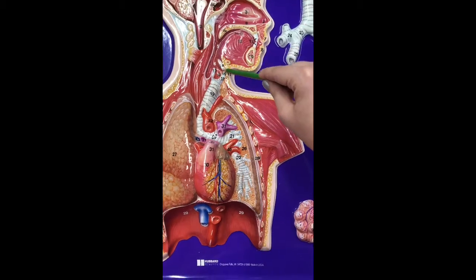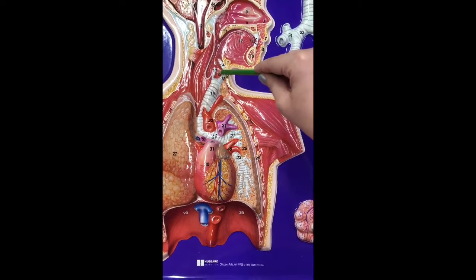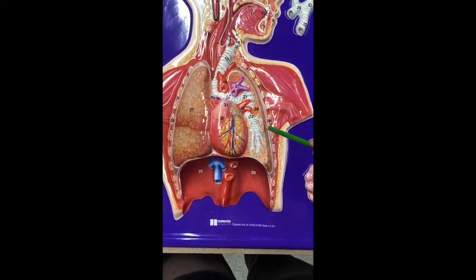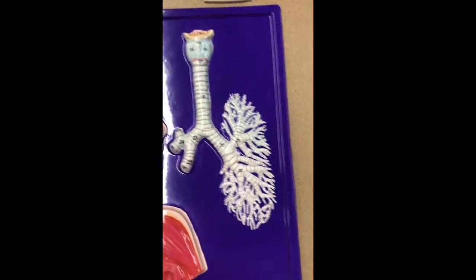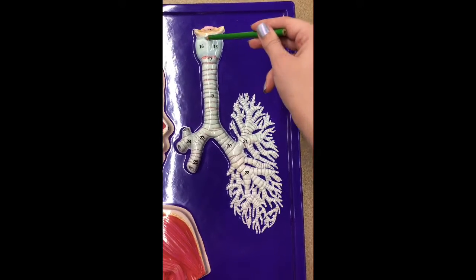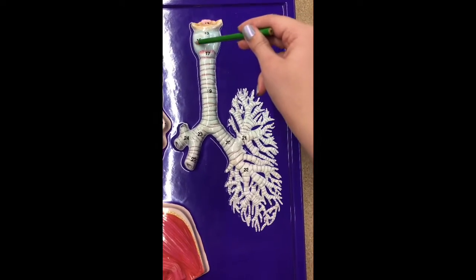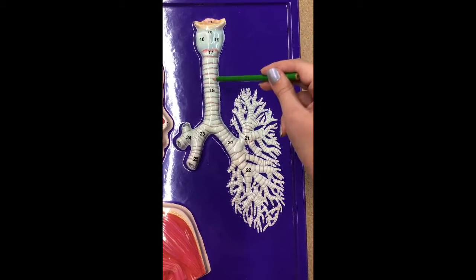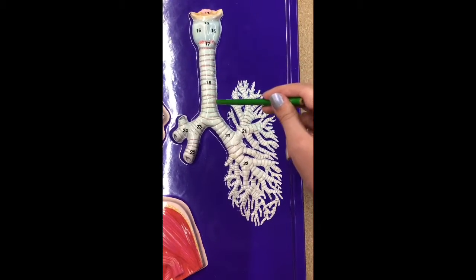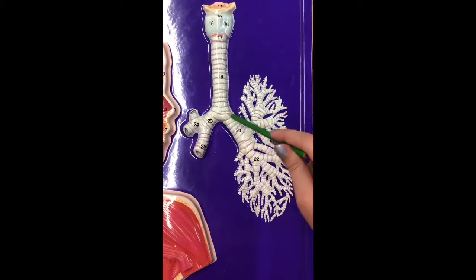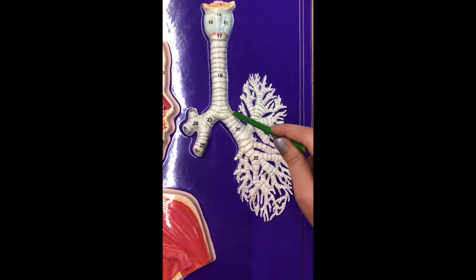We have our epiglottis, which covers the glottis seen right here. And then we have our trachea and our lungs. Over here we can get a better idea of the bronchial tree. So up here we have our thyroid cartilage, then our cricoid cartilage, and then all of these afterwards are called tracheal cartilage. This is our trachea. This cartilage where it splits is called the carina.